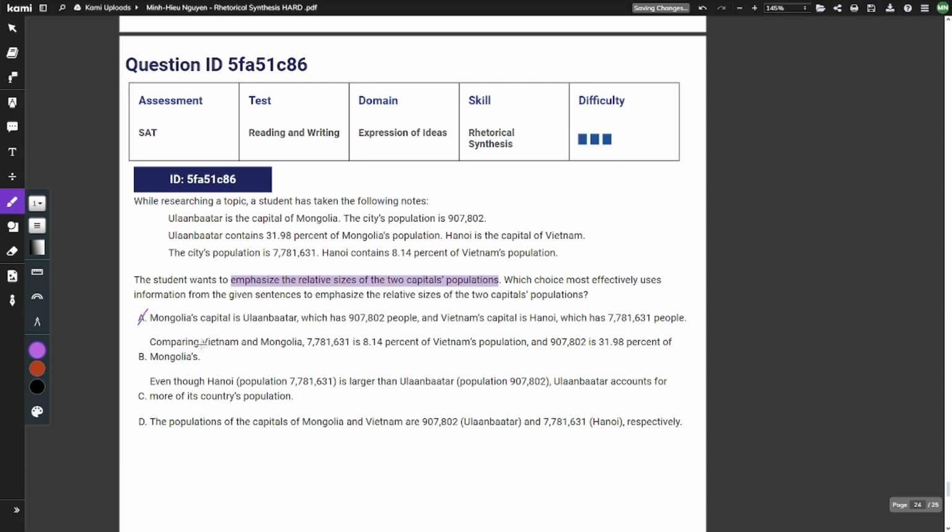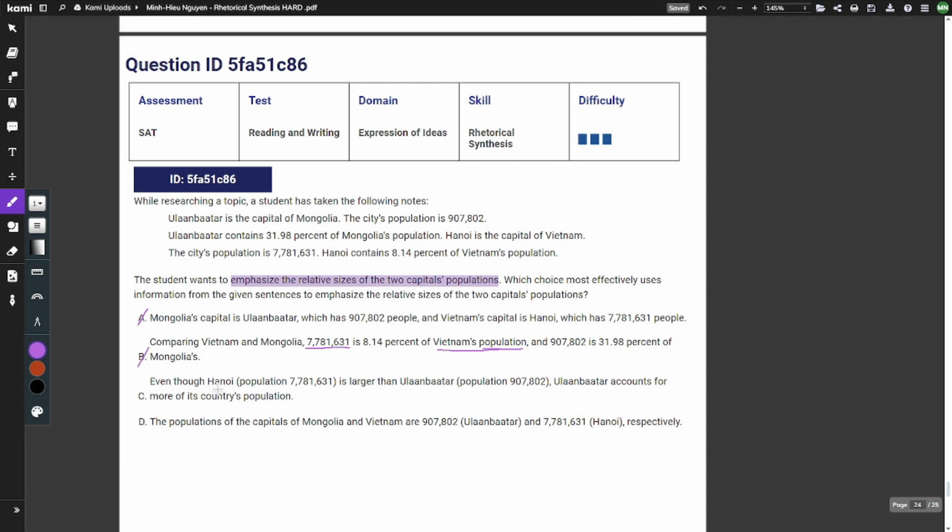B, comparing, okay, so it's comparing Vietnam and Mongolia. 7,781,631 is 8.14% of Vietnam's population, and 907,802 is 31.98% of Mongolia's. So it is comparing something. It's comparing the population size towards its own country. It's comparing the population size of a capital versus its own country's population. The only problem is it never even mentions the name of the capitals, so it's not gonna be B.